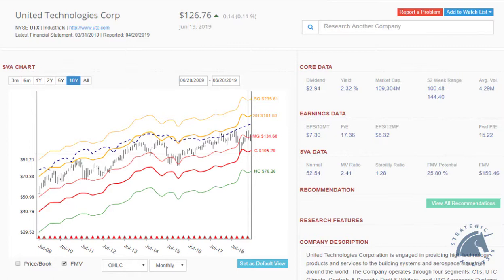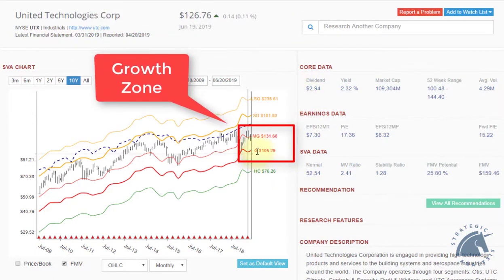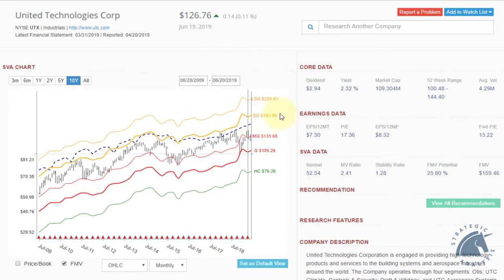Well, we can look at the growth zone, and that's bounded by the growth price on the bottom, that's 2 times book value, and the super growth price on the top, that's 3.5 times book value. Here's where we typically find companies growing at a persistent rate of roughly 10 to 15% or so. Now, United Technologies is a terrific example of a stock which, as I might say, knows where its place is. 10% compound growth rate with short bouts of as much as 13 to 15%.